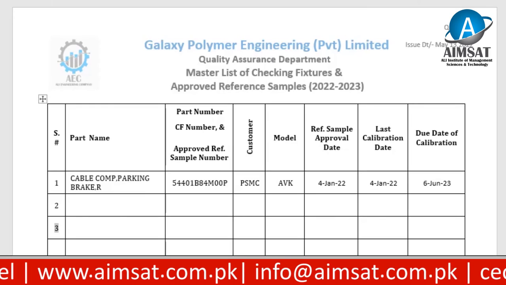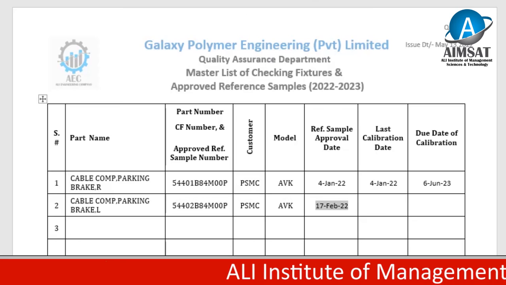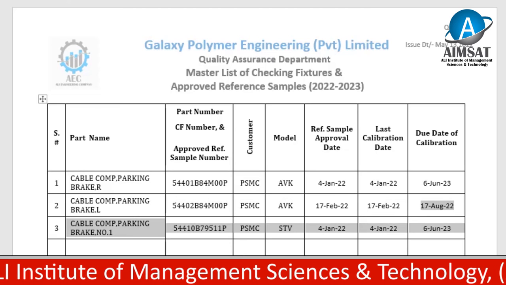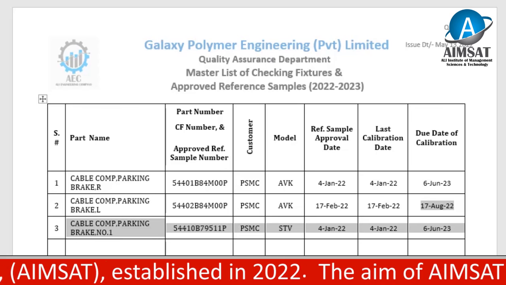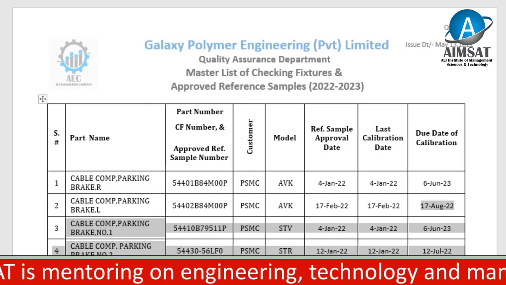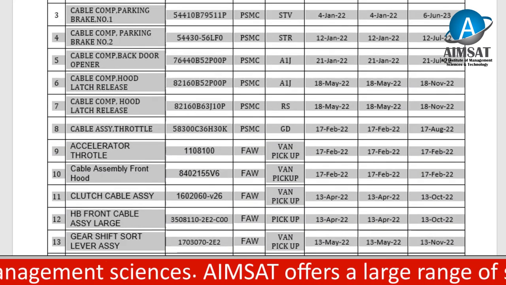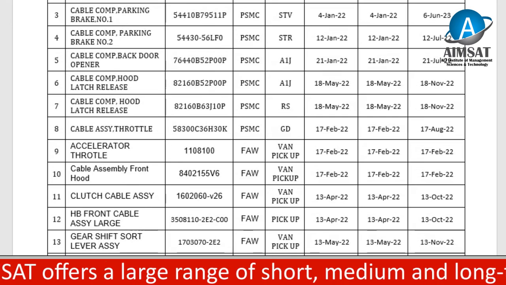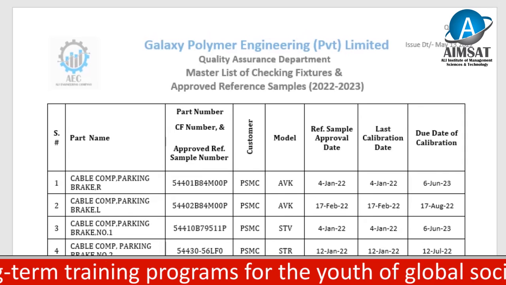master list of approved reference sample, and the control number will also be changed in both cases respectively. Like the calibration plan, this is also very simple. You have to describe serial number, part name, CF number, I mean the checking fixture number, and approved reference sample number. This will remain common in both. Customer name, model, reference sample approval date, last calibration date, and due date of calibration.